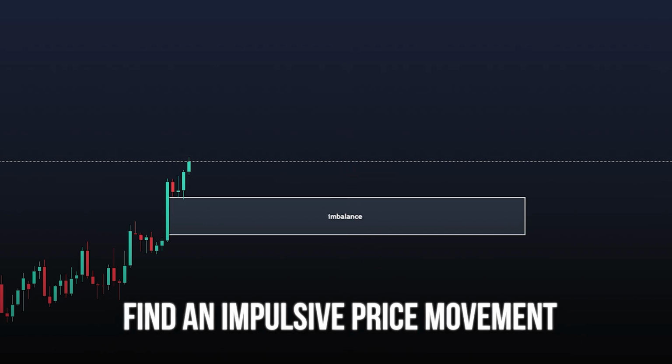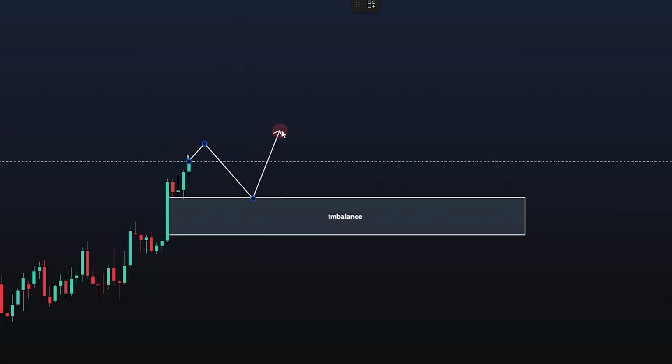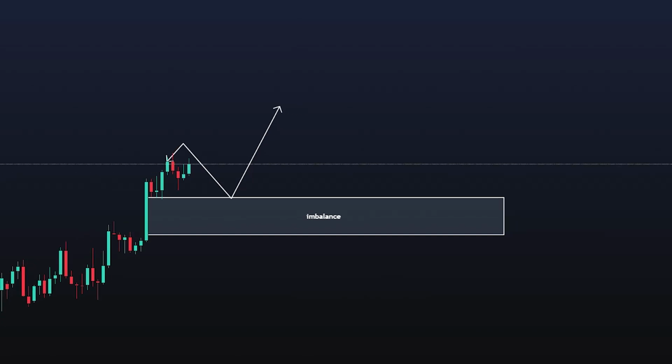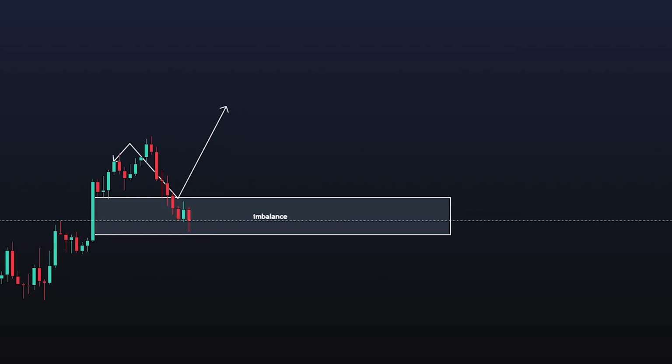The first thing we do is to find an impulse price movement. This is a sharp rise or fall accompanied by large candlesticks with minimal pullbacks. Such movements indicate an imbalance between supply and demand and create areas where market makers may have left unexecuted orders. Next, we highlight the imbalance zone.